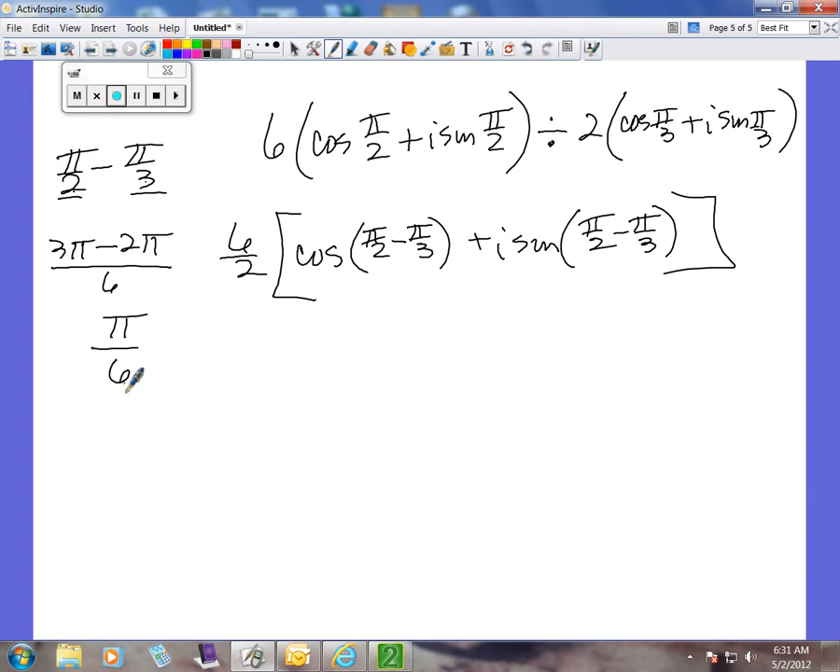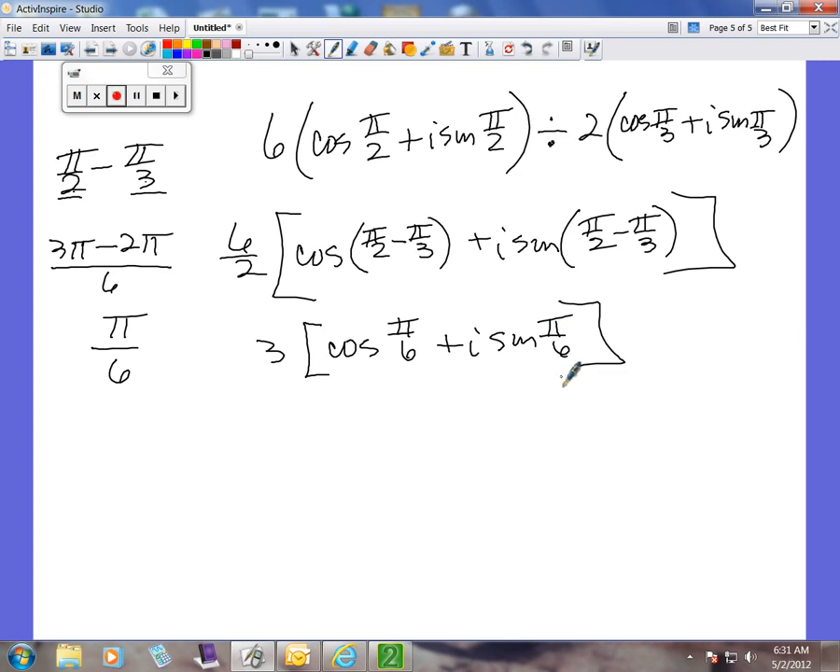Or you could multiply the first fraction by 3 and the second one by 2, and you'd have 3 pi over 6 minus 2 pi over 6. All right. So now we have 3, if we divide that, cosine of pi over 6 plus i sine pi over 6.